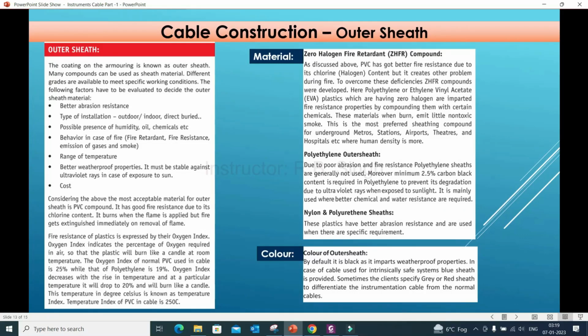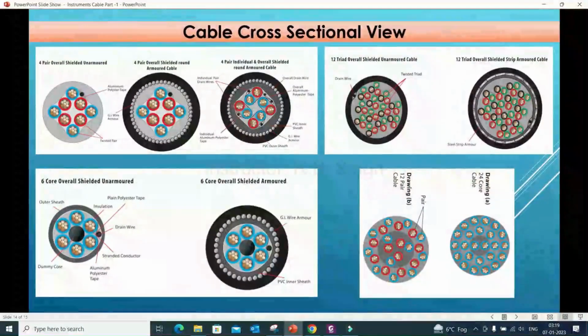Color of the outer sheaths. By default it is black, as it has weatherproof properties. In case of cable used for an intrinsically safe system, the blue sheath is provided. Sometimes clients specify the gray or red sheath to differentiate the instrumentation cable from the normal cable. So this color is also very important.